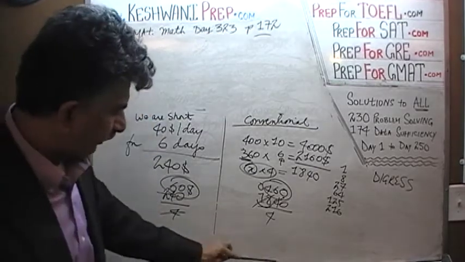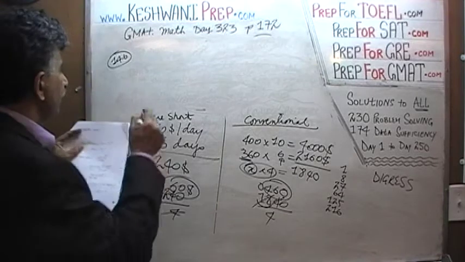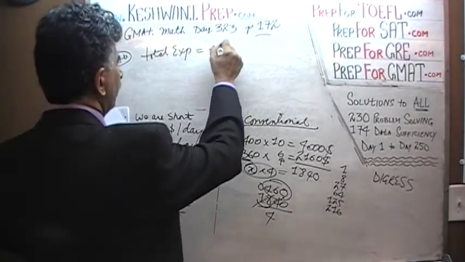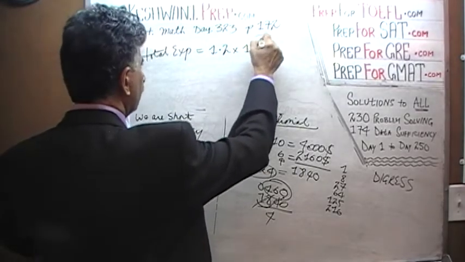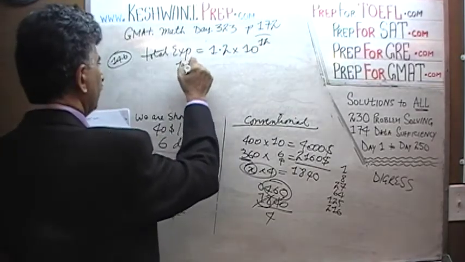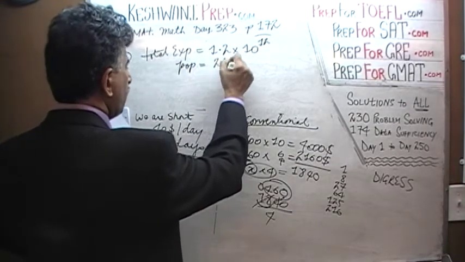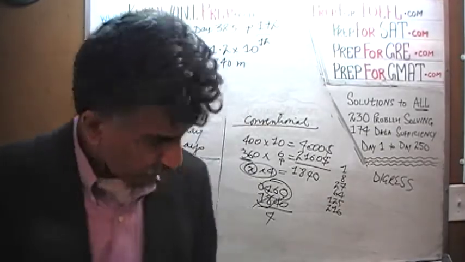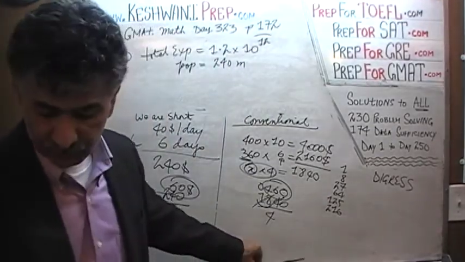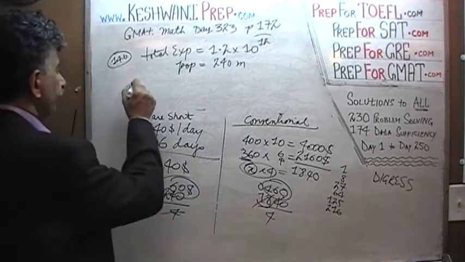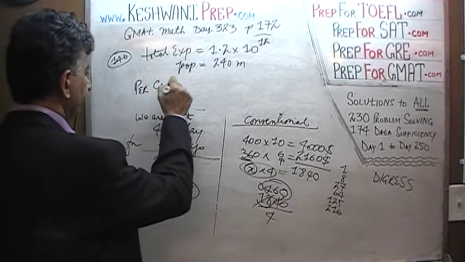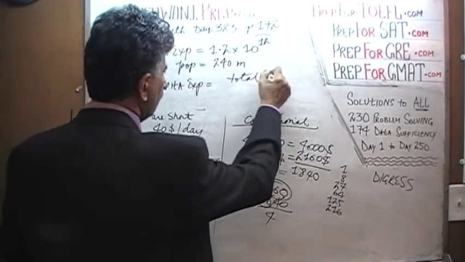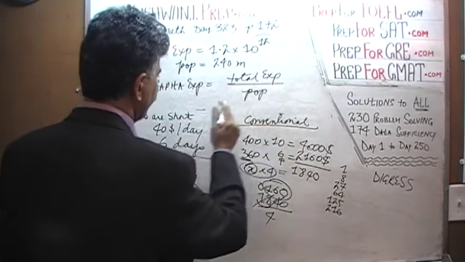In 146, we are told that the total expenditure is 1.2 times 10 raised to 12. And we are told that the population is 240 million. The question is, what's the per capita expenditure? Per capita expenditure is simply the total expenditure divided by the population. Let's find out, shall we?